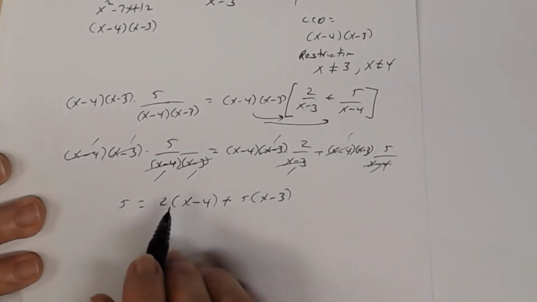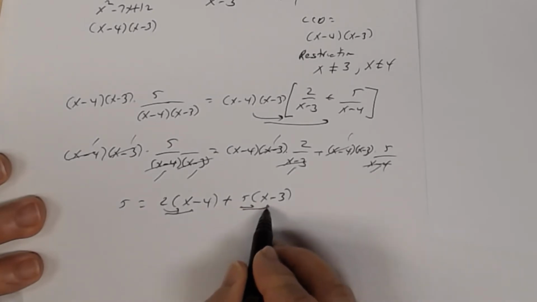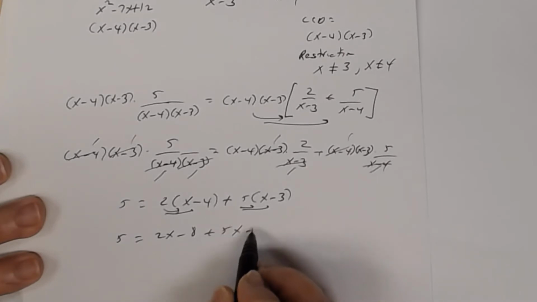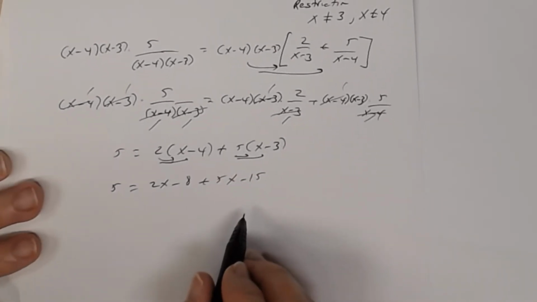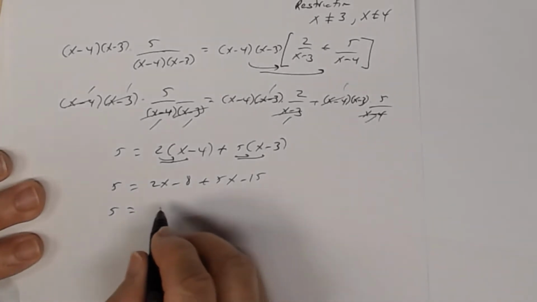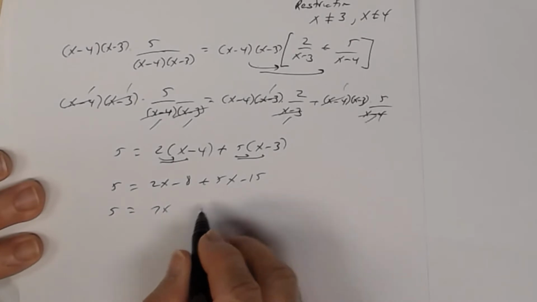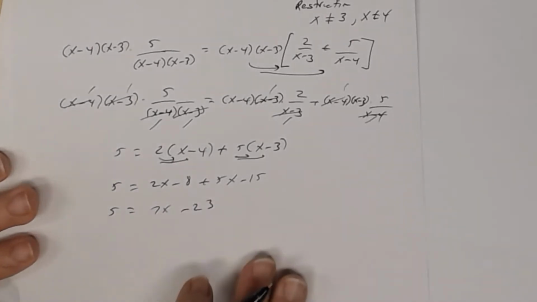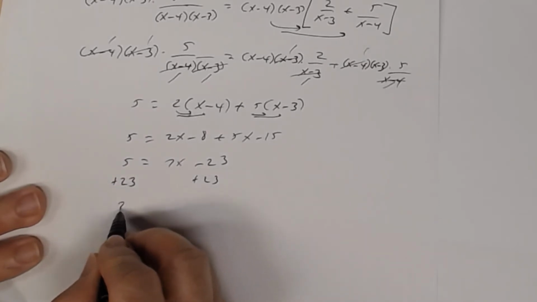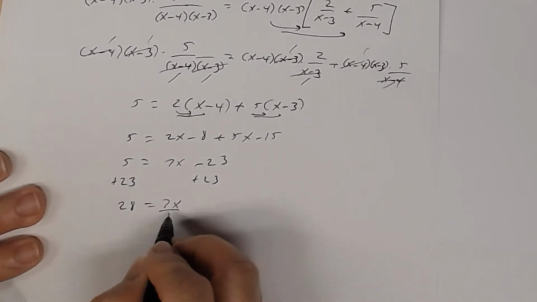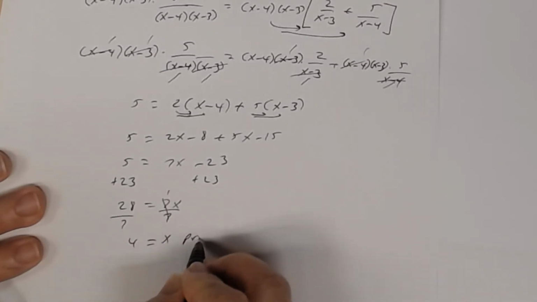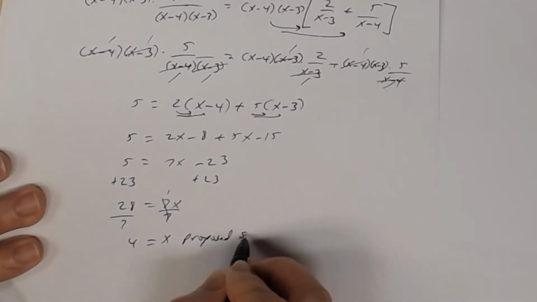So to solve this linear equation, I'm going to go ahead and distribute first. So I get 5 equals 2x minus 8 plus 5x minus 15. Combining like terms, I get 5 equals 2x plus 5x is 7x. A negative 8 and a negative 15 is a negative 23. All right, now I'm going to go ahead and add 23 to both sides. And so I get 28 equals 7x. Divide both sides by 7. I get my proposed solution to be 4. So that's a proposed solution.